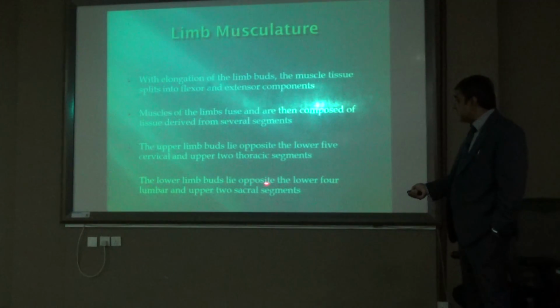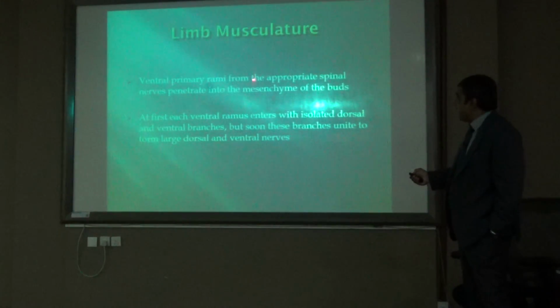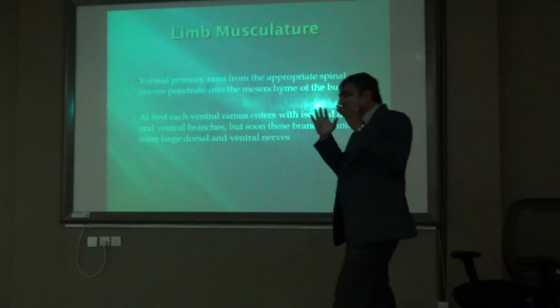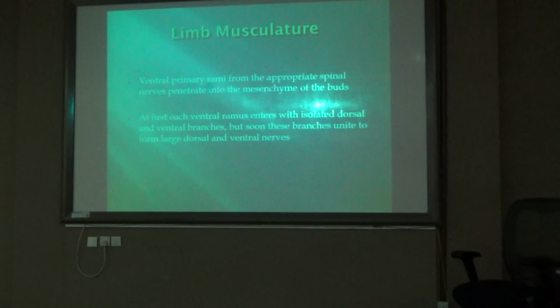The lower limb buds lie opposite the lower 4 lumbar and upper 2 sacral segments. Ventral primary rami from the appropriate spinal nerves penetrate into the connective tissue of the buds. At first, each ventral ramus enters with isolated dorsal and ventral branches, but soon these branches unite to form large dorsal and ventral nerves.